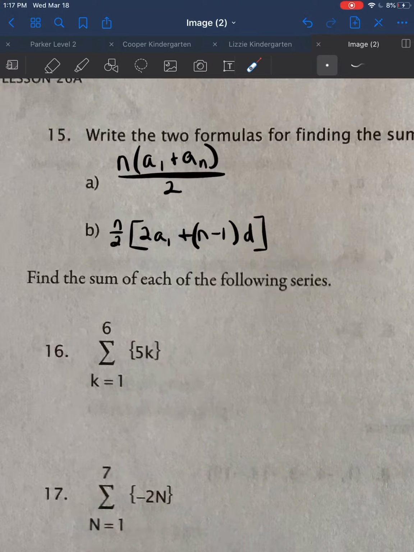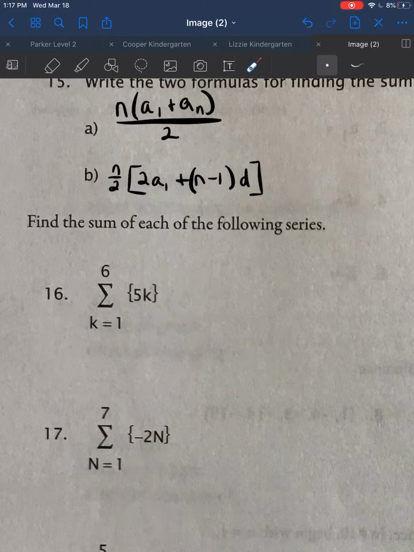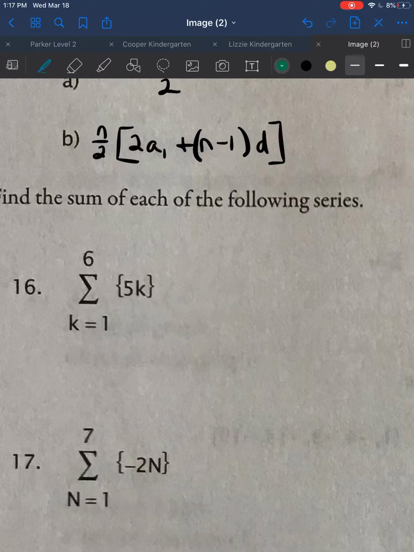Okay, so there's our formulas. We are going to find the sum of each of the following series. These are great fun. I feel really smart when I do them, so hopefully you feel smart as well. Just for fun, let's use green because yesterday was St. Patrick's Day. Okay, we need to find the sum of the following series.